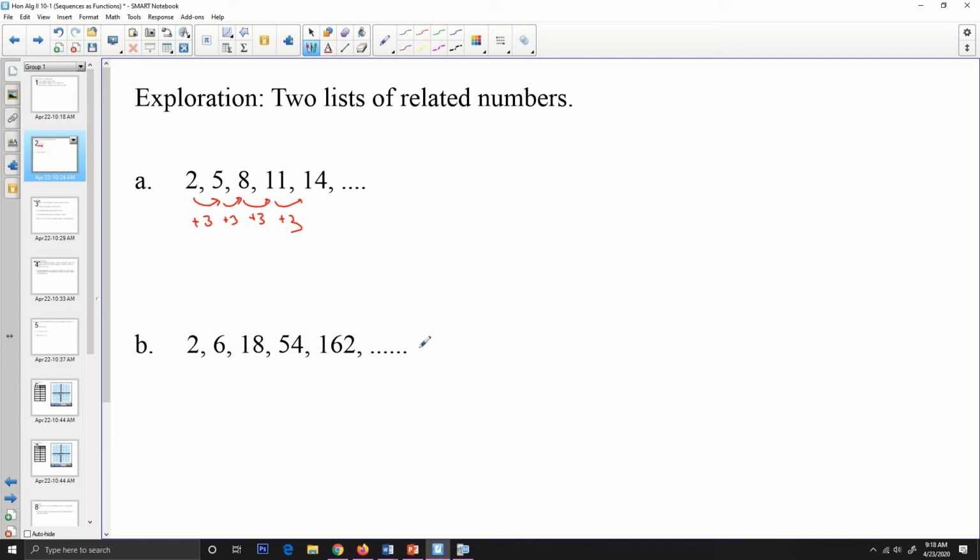And then when you came down to this set of numbers, you notice that 2 times 3, should be a times there, I don't know why I'm not getting a good multiply sign, is 6. And then 6 times 3 is 18. 18 times 3 is 54. And then 54 times 3 is 162. So these are two types of sequences that we are going to be talking about in the next few lessons. So let's have a couple definitions.